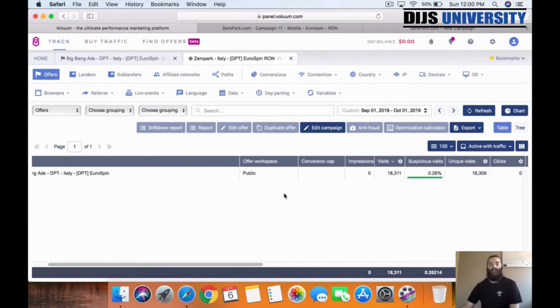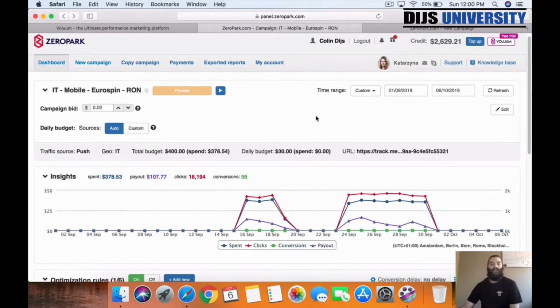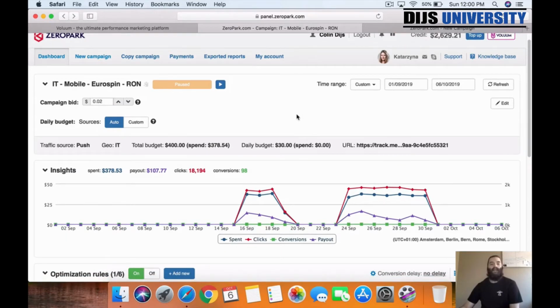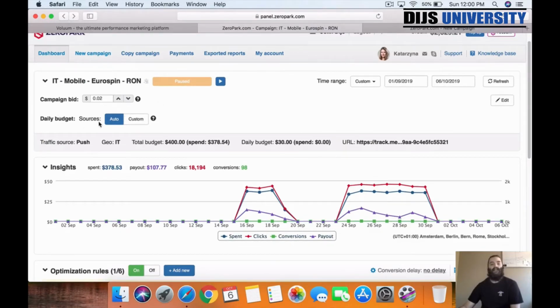From here, what we're going to do is go over to Zeropark. So here's the campaign overview. For this, we are doing a run of network push notification ads with a Eurospin offer on mobile specifically, and this was in Italy. Our campaign bid was at 2 cents. We didn't set up a daily budget, we just left that as it is with auto. Our total budget, though, was set at 400.